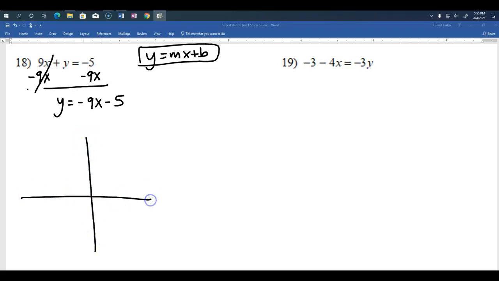So I'm missing my run. That means it's 1. My y-intercept is -5, so I'm going to start down at -5. My slope is -9 over 1, so I'm going to go down 9, right 1. I'm probably going to end up going off my screen here a little bit. We can talk about that. So instead of going down 9 and then right 1, there's a way we can handle that situation, and here's what we can do instead.